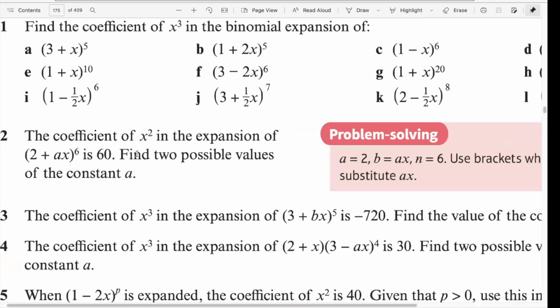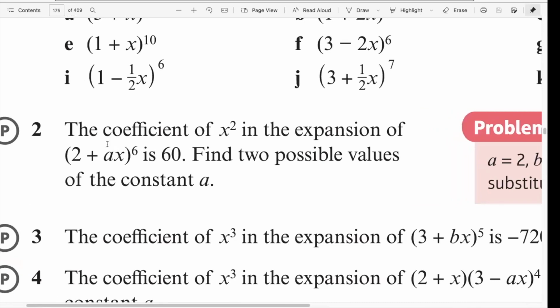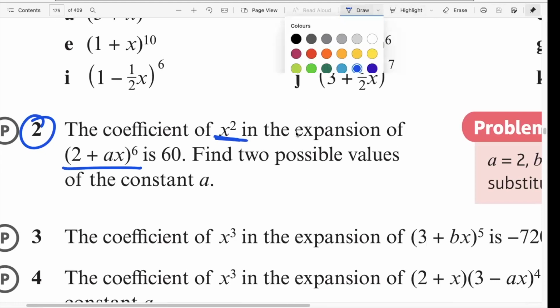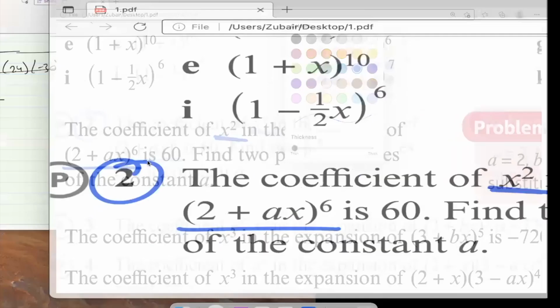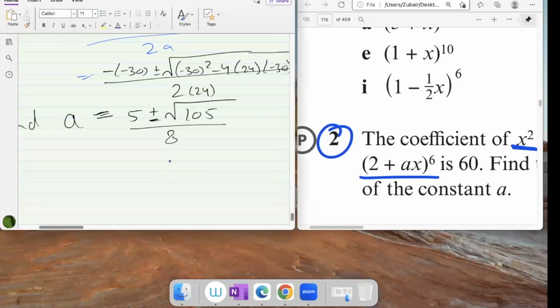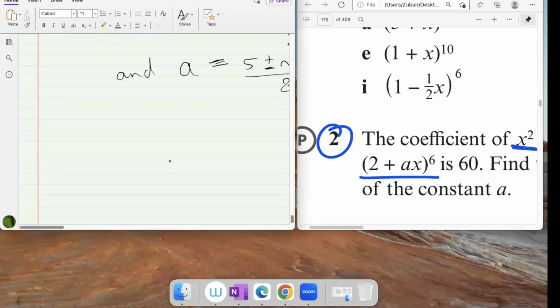Let's try a few more questions. You will get familiar with this. Now, see question number 2. It says the coefficient of x square in the expansion of this is 60. Now it is x square. It is your choice. You do it directly or you choose to expand it. That depends on your practice. Both the options are valid.